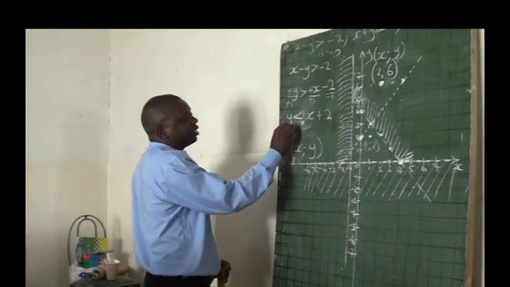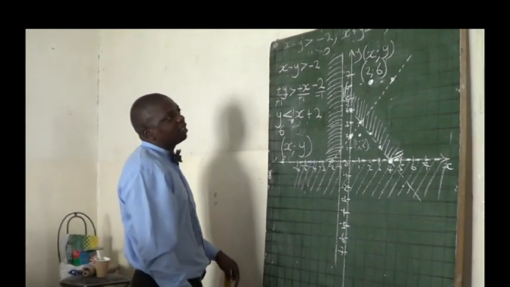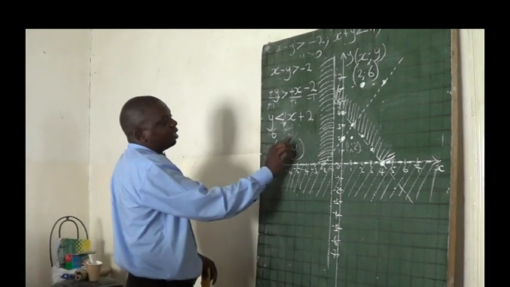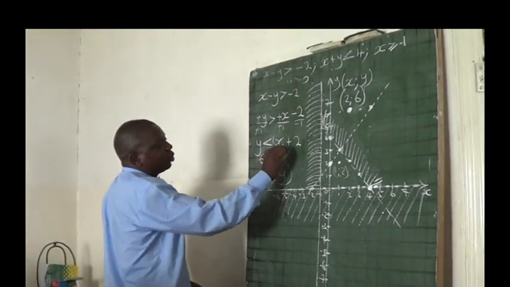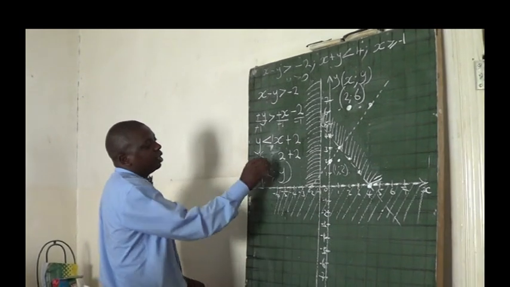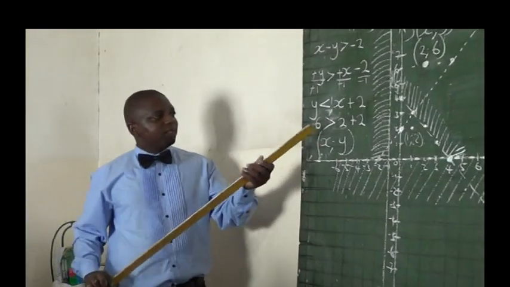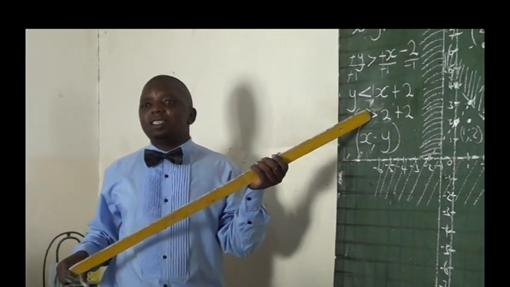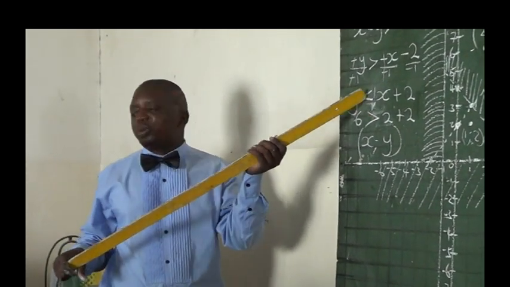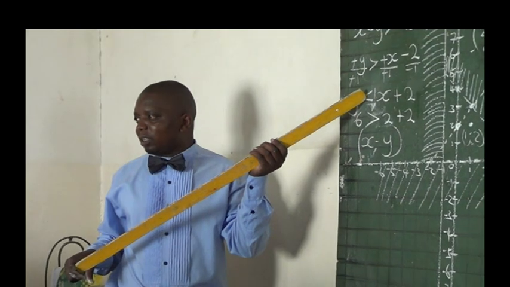y is equal to 6. Where there is y, we put 6, and where there is x, we put 2, plus 2. 6 is greater than 2 plus 2. This inequality sign is the opposite of the original inequality.